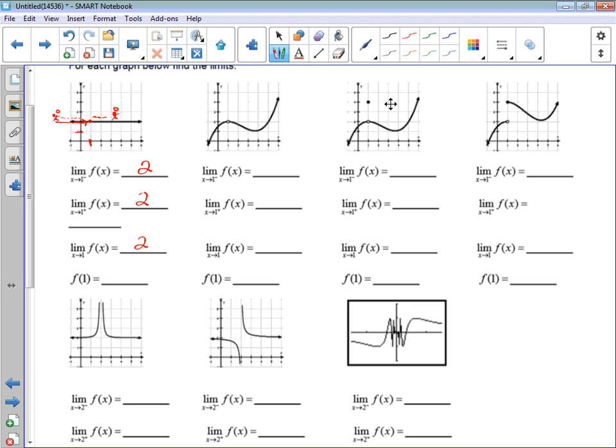All right. Then f of 1. That means exactly what does y equal when x equals 1? 2. Okay, we got a lot of 2's going on here. So far, so good, right?